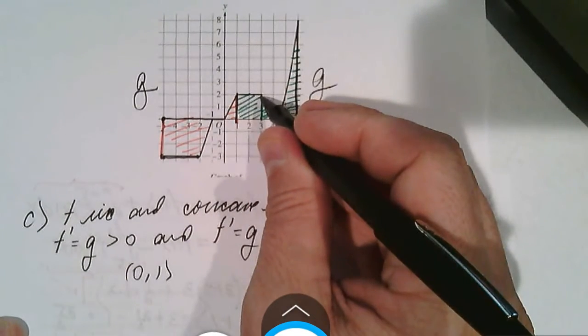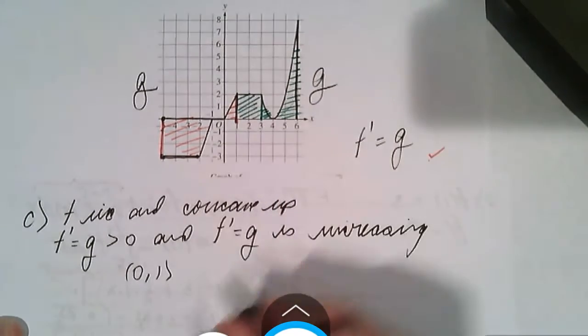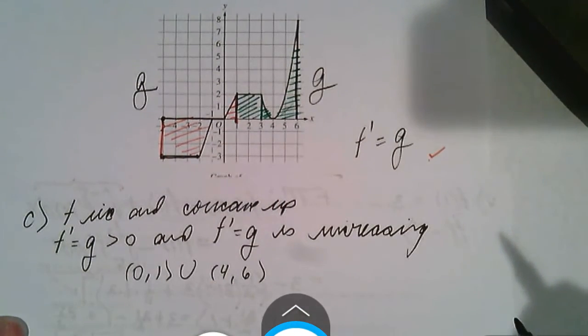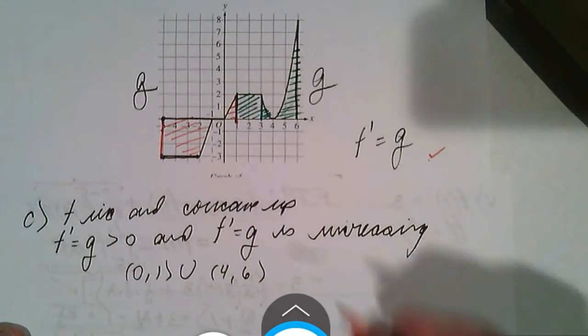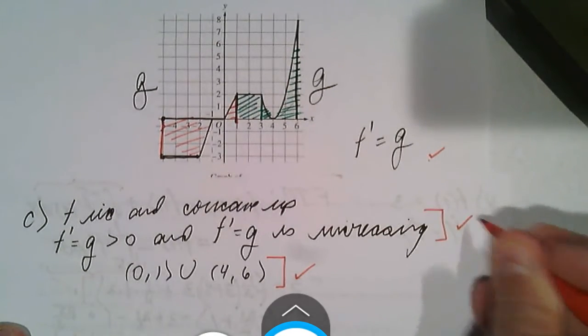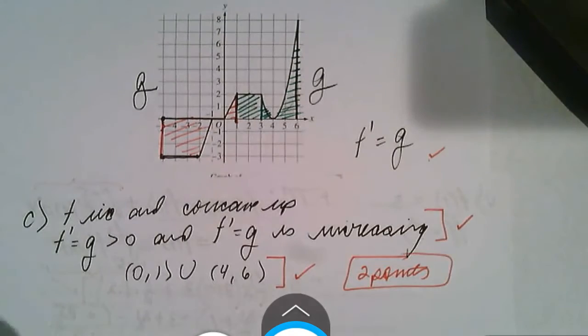Is there any other place where g is positive and increasing? Well, that's going to be also on this interval from 4 to 6. Yep. They awarded 1 point for the intervals. They awarded 1 point for the justification, for a grand total of 2 points. Again, I would hope that this would be a pretty standard question that would make us all feel pretty good. Let's finish it off with part D.